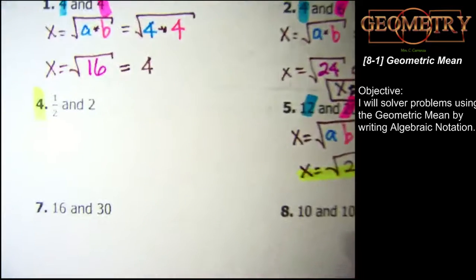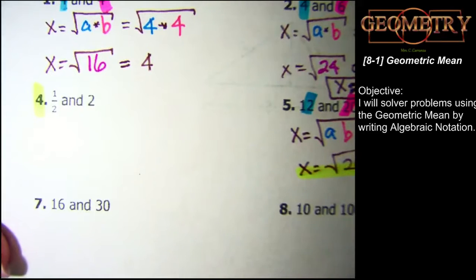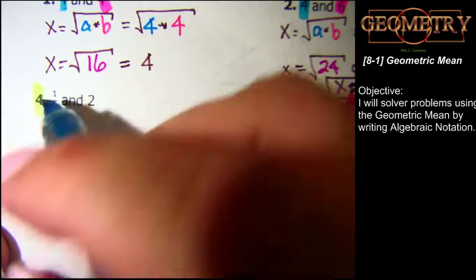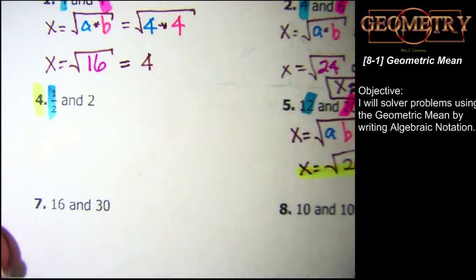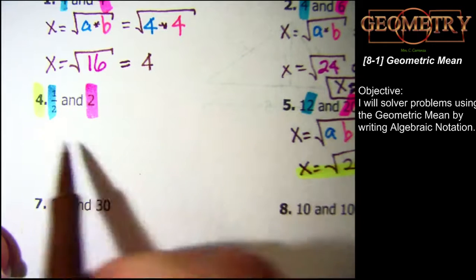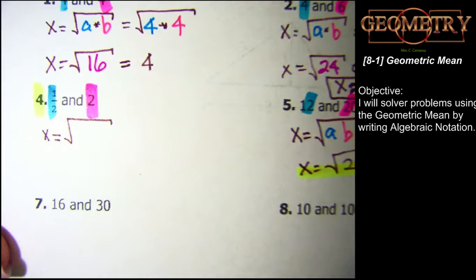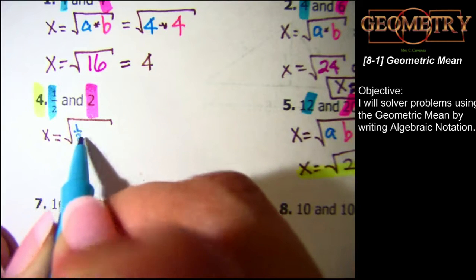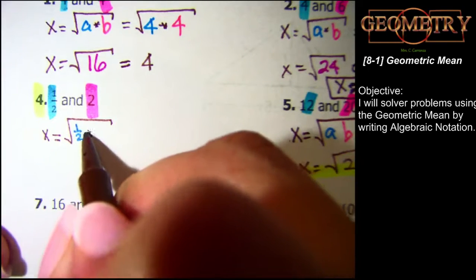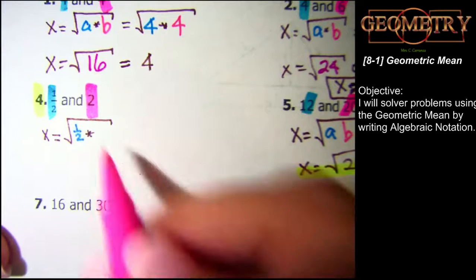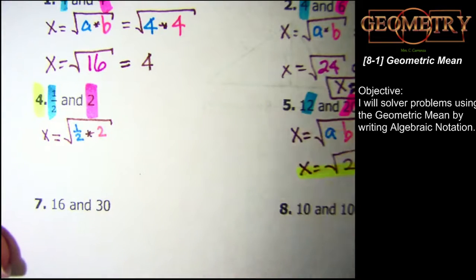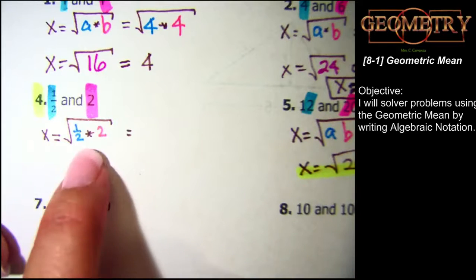Okay, let's do number 4, because number 4 looks scary. It's not a monster. All right, we're going to do the same thing. Check it out. One of them is A, one of them is B. We're going to use the same formula, and I'm going to color code. So there's my A. Multiply it. There's my B. All right, check this out. 1/2 times 2.